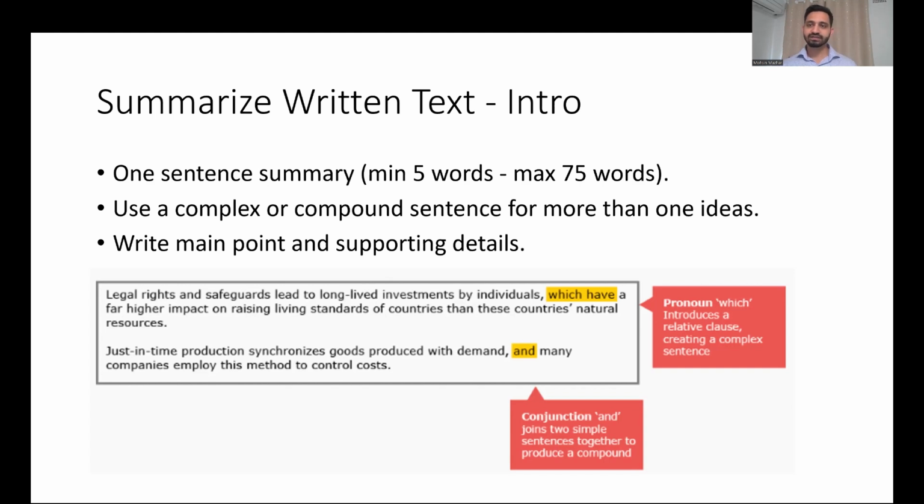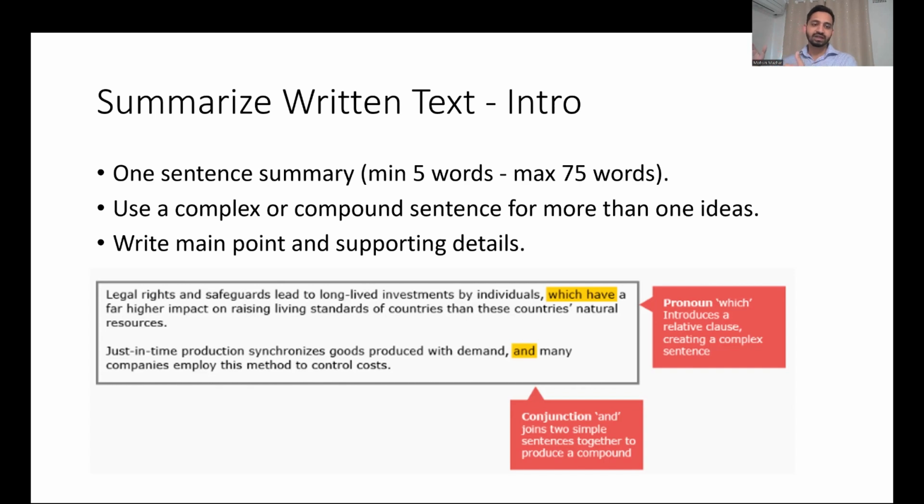Now look at the second sentence or second summary. Just-in-time production synchronizes goods produced with demand, and many companies employ this method to control cost. This method, right? So we are using a conjunction which is and I will introduce you to more conjunctions along the way. But if you want to add more details, you can use and, it joins the simple sentences together to produce a compound sentence.